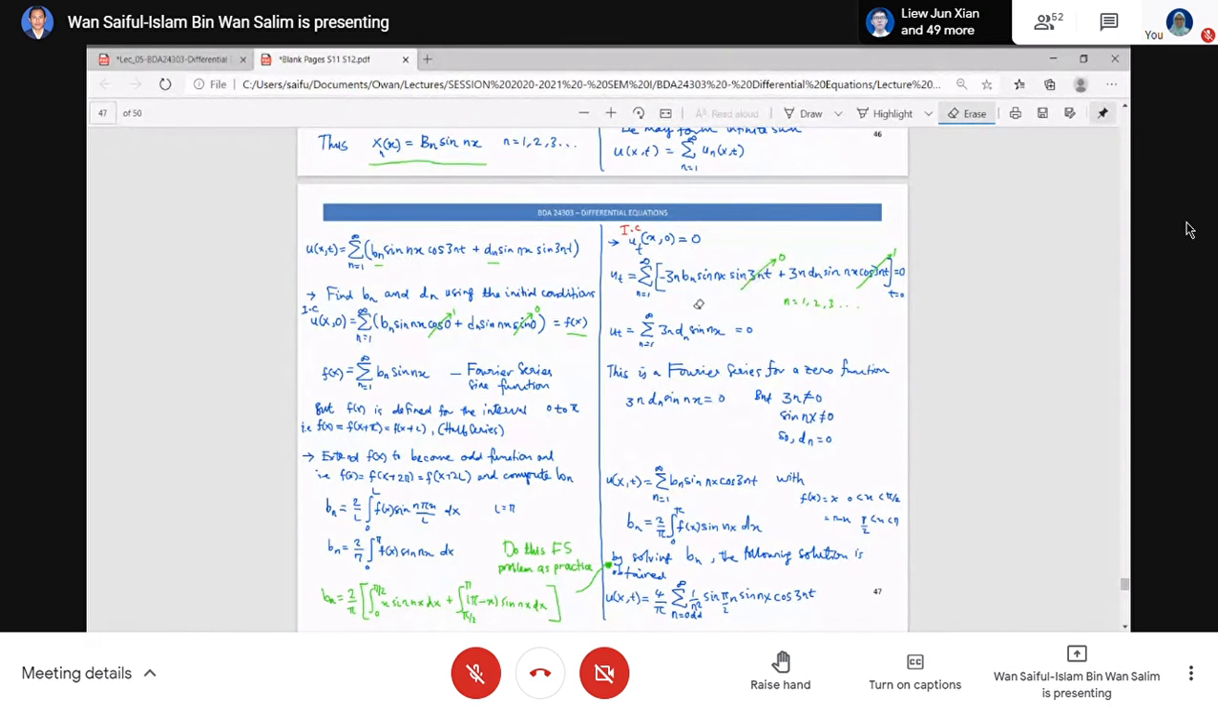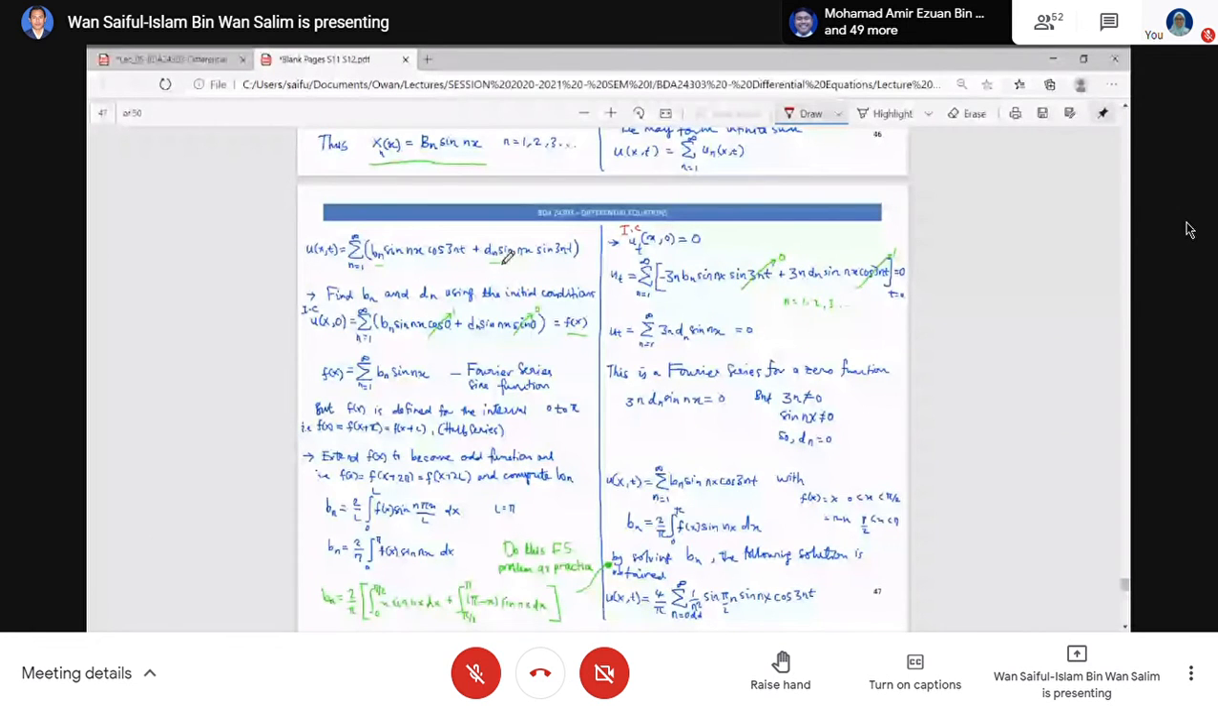Right, so u sub t is equal to minus 3n, okay, times b sub n sine nx, and then differentiate the other one, differentiate this cosine. So differentiating cosine becomes a negative sign. So you have negative here, right? And then do the same here for this part.